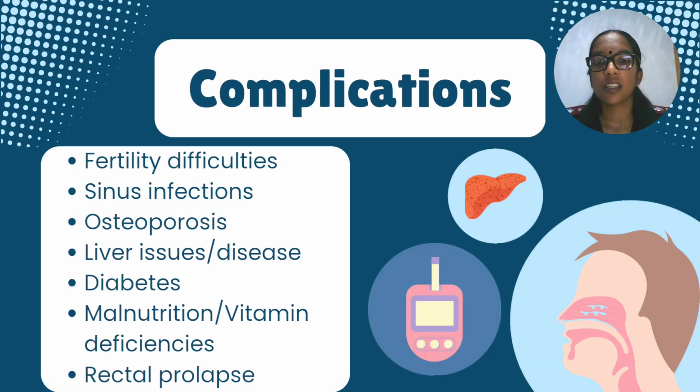This brings us to the complications of cystic fibrosis. At number one, we have fertility difficulties. Thick mucus blocks the reproductive ducts like the vas deferens in males and cervical mucus in females. Sinus infections are due to the mucus buildup in the sinuses that lead to bacterial growth and frequent infections.